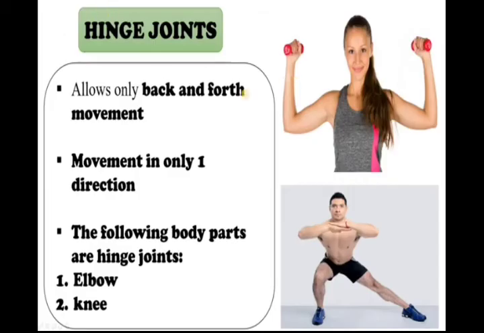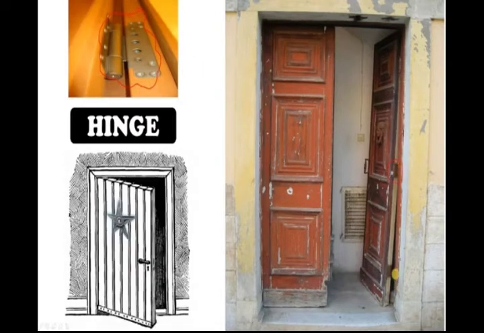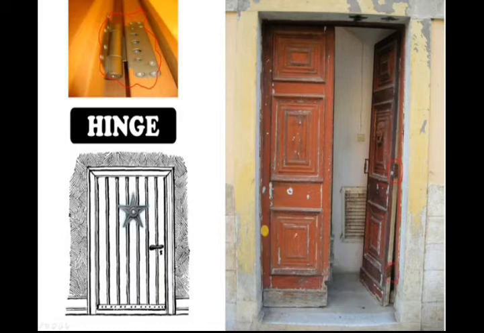Okay, now the next joint is the hinge joint, which allows only back and forth movement. So look at the point, movement in only one direction. For that, imagine this is the joint. This is the hinge joint which is present in the door. Can you see this is the hinge joint?